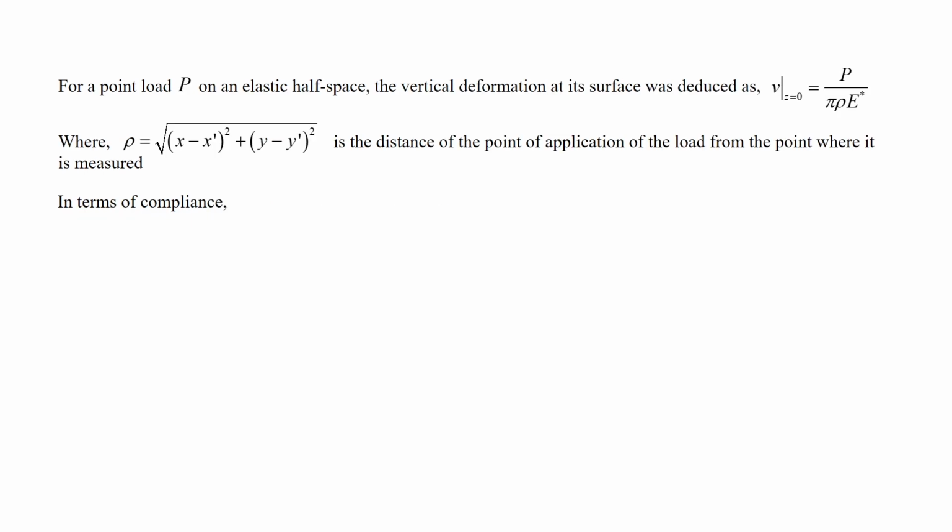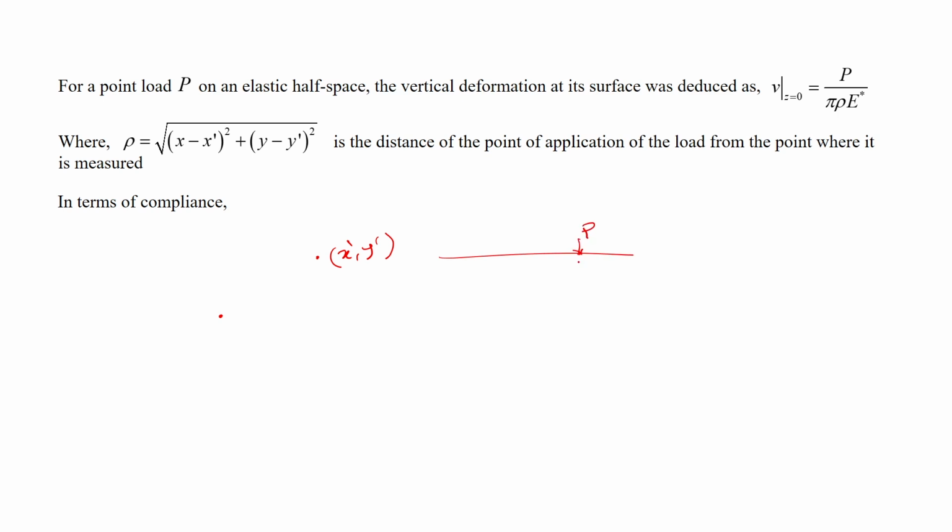Now for a point load on an elastic half space, the vertical deformation at its surface was deduced as V at z is equal to 0. Let us say that this is an elastic half space, the top surface of the elastic half space is this particular plane, and there is a point over here. This point has the coordinates x dash, y dash, and at this point some load P has been applied.